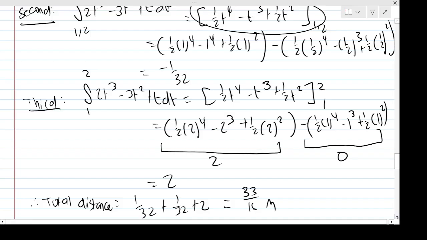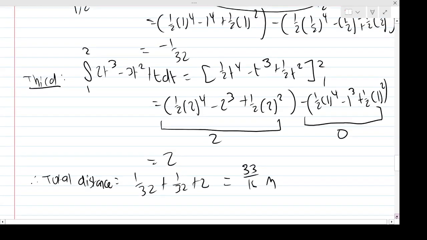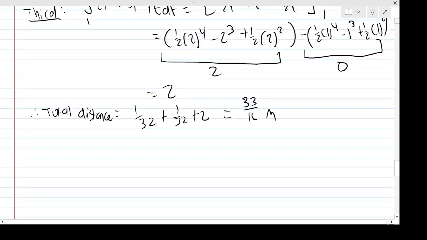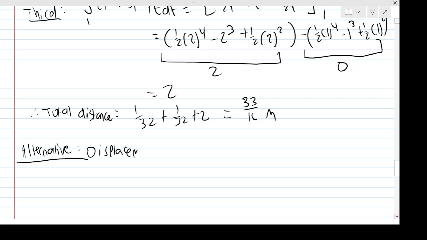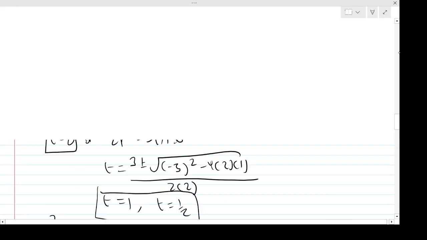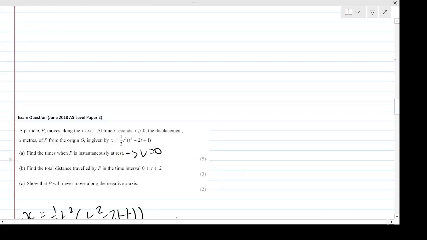Okay, alternatively, I will show the other method in this case because I think it's quite interesting what happens here. So alternative, we're going to use the displacement formula. So we already have the displacement already, I'm pretty sure. Yeah, we were given it in the question.